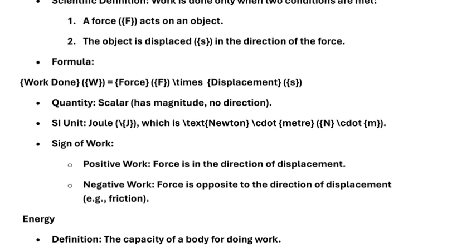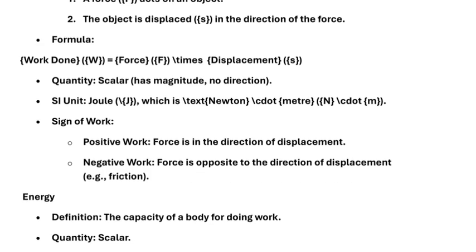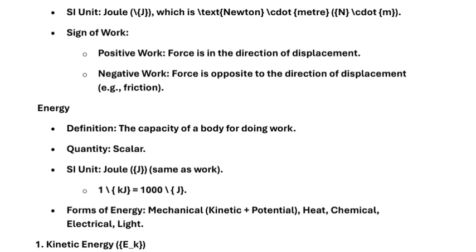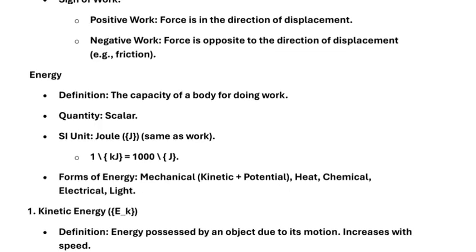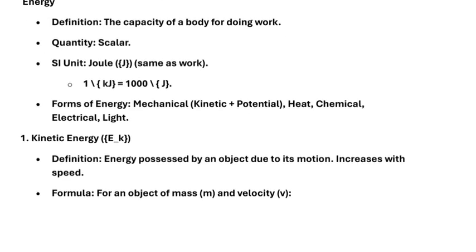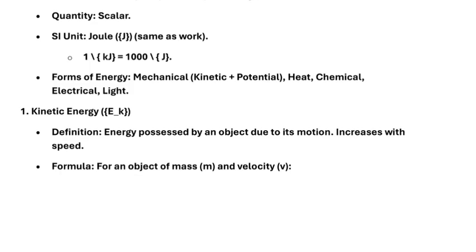Sign of work: positive work, when the force is in the direction of displacement. Negative work, when the force is opposite to the direction of displacement, for example friction. Energy. Definition: the capacity of a body for doing work. Quantity: scalar. SI unit: joule, J, same as work. 1 kJ = 1000 J. Forms of energy: mechanical, kinetic plus potential, heat, chemical, electrical, light.